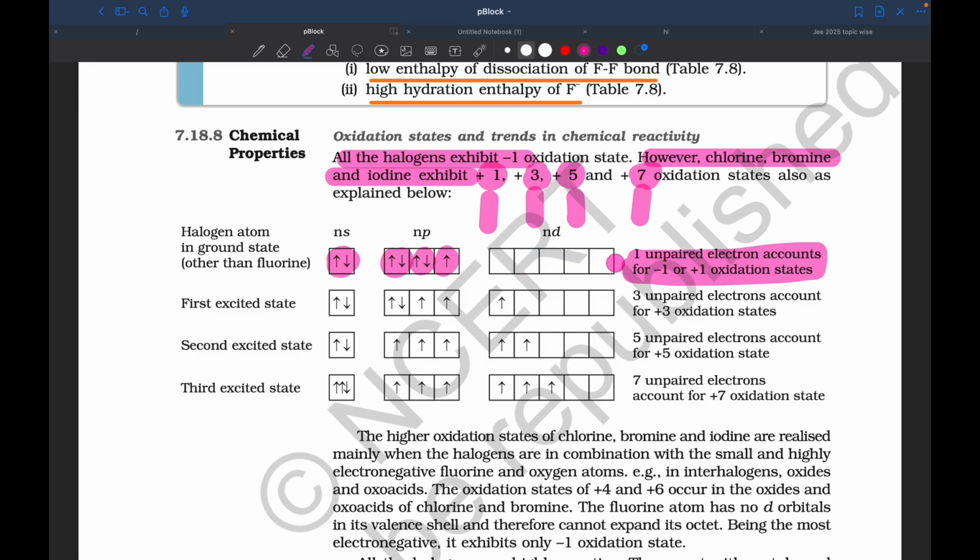d orbital is unoccupied. In first excited state, this paired electron is jumped into this place. So there are 3 unpaired electrons available now. That's why 3 unpaired electrons account for +3 oxidation state. In second excited state, this paired electron is also jumped into this place. Therefore, you have got 5 unpaired electrons. So 5 unpaired electrons account for +5 oxidation state.